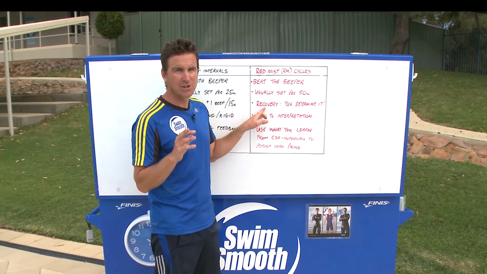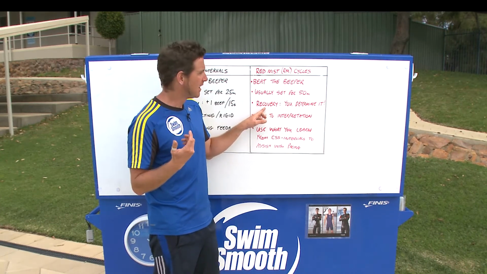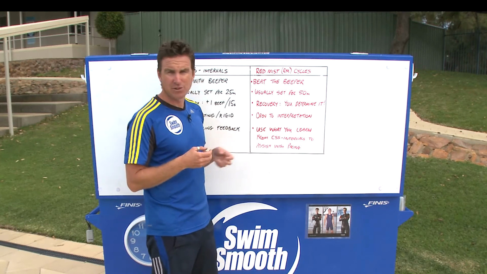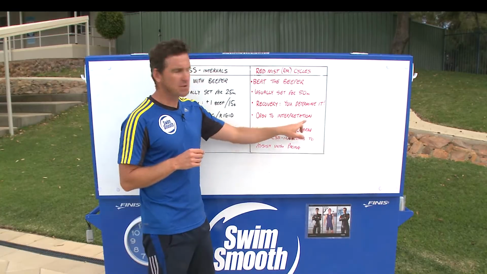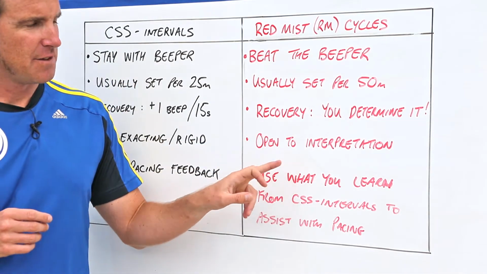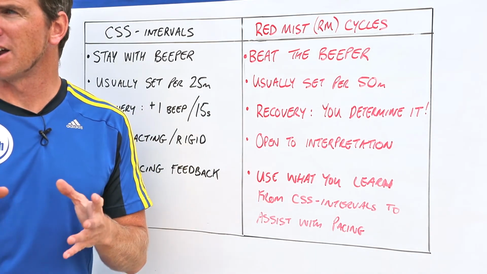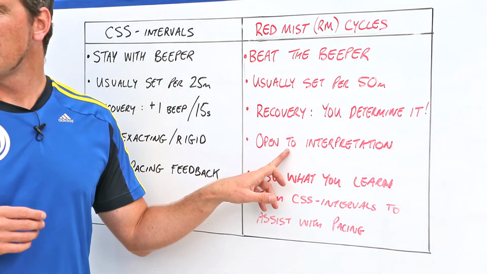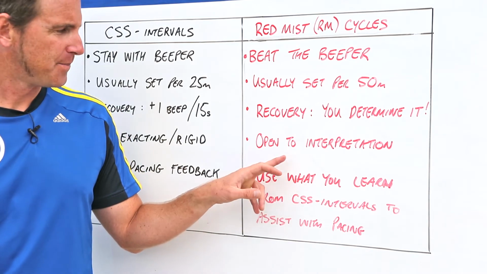So if you push too hard too soon, what invariably happens on your first couple of attempts of a red mist cycle session is that you'll start to blow up towards the end. So be careful. It's very much open to interpretation on the day. So rather than giving you an exact pace to try and hit, if you're having a bit of an off day, you should still make the turnaround times, no problem. But it's open to your interpretation. So certainly back off if you're not having such a good day.